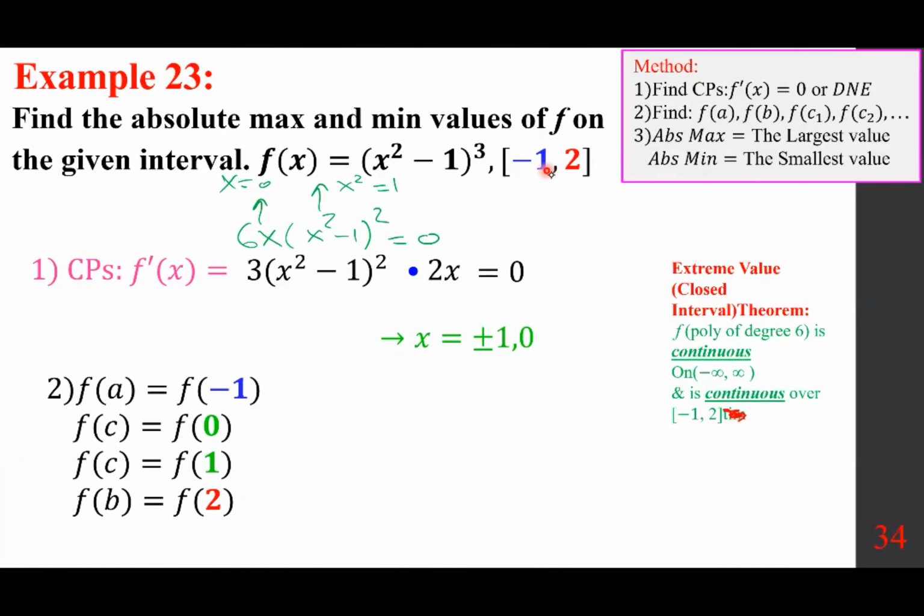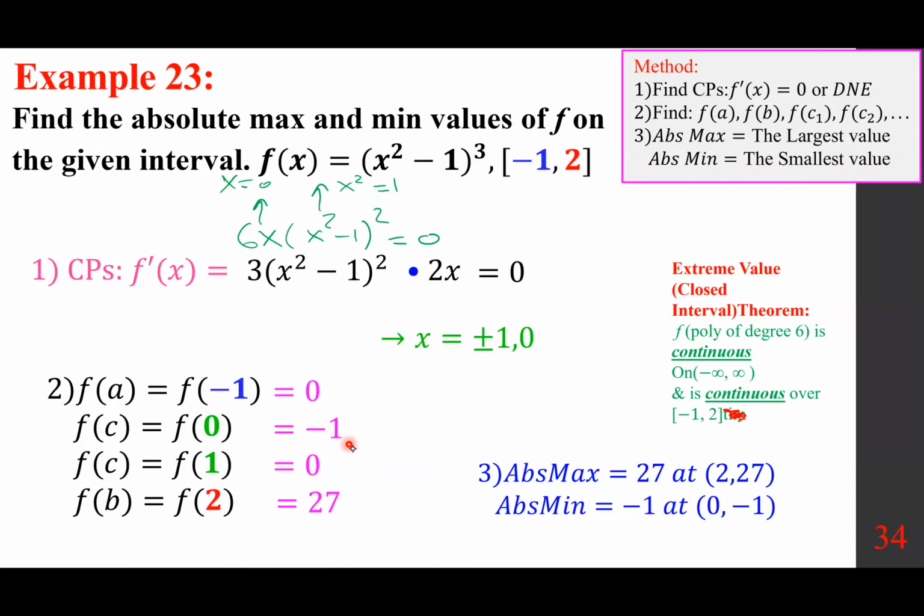So we evaluate the function at the endpoints -1 and 2, as well as the critical points 0 and 1. If I plug in -1, when I square it becomes +1, and this cancels, so this becomes 0. Believe it or not, 1 becomes 0 also. 0 gives you -1 cubed, which is -1. And if I plug in 2, 2 squared is 4, minus 1, 3 cubed is 27. So it's very easy math, everybody. The largest value is 27, the absolute max at this pair. The smallest value is -1, the absolute min at this pair. Very straightforward, everybody.